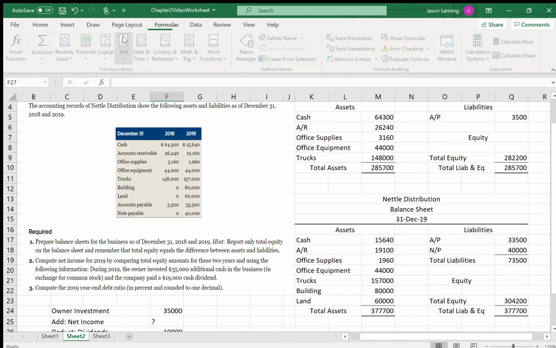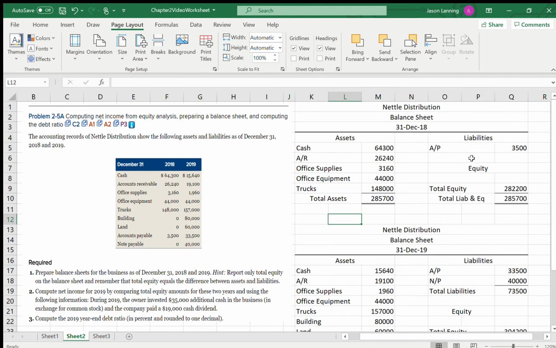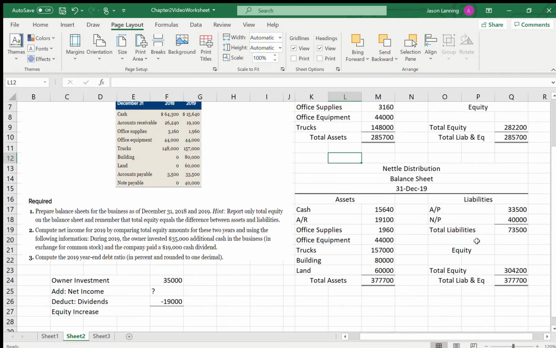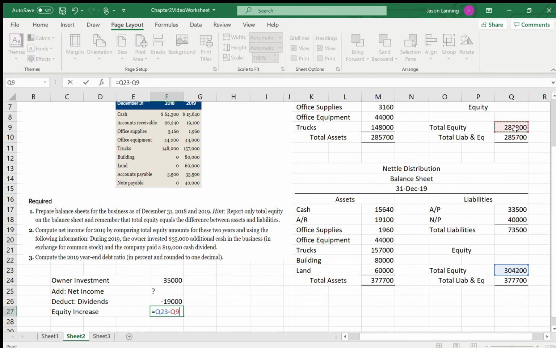And now if we look at this, the equity increase. How much did our equity increase from one year to the next? If we look at equity in 2018, it was $282,200. 2019, it was $304,200, which means our equity increased by $22,000. We'll say it's equal to the equity here minus the equity here. So if we think about it, we take the money that's in for capital, add our net income, subtract dividends, and we get our change to the equity. In this case, we're taking the 35,000, we subtract 19, that gives us 16,000. Well, what do we have to do to 16,000 to make it equal to 22? We'd have to add 6,000. So we're seeing here, 6,000 is the net income for 2019.